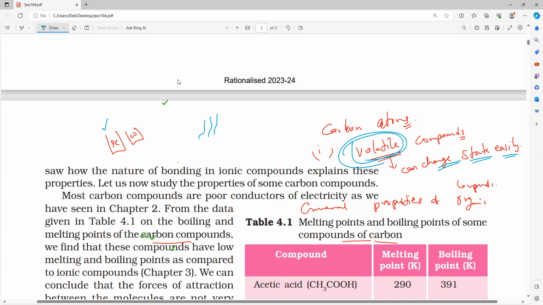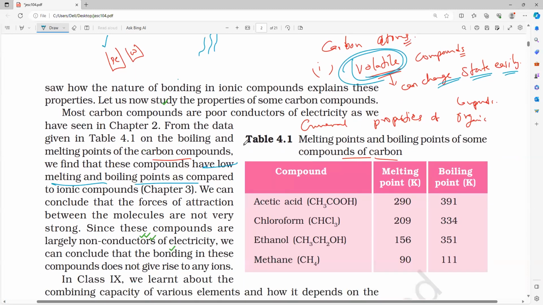So if it is a volatile substance, you can see all the carbon compounds, like methanol, ethanol, acetic acid, methane, butane, chloroform, everything can change the physical state very easily. That is why they are called volatile compounds, and they have low melting and boiling points. Compared to the ionic compounds, their boiling points and melting points are extremely lower. Do you understand, everybody? Acetic acid: melting point is 290 Kelvin and boiling point is 391 Kelvin.